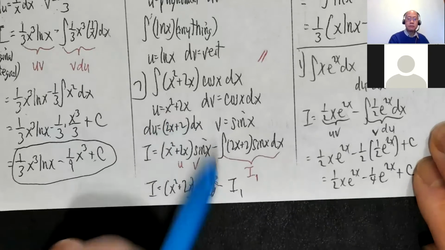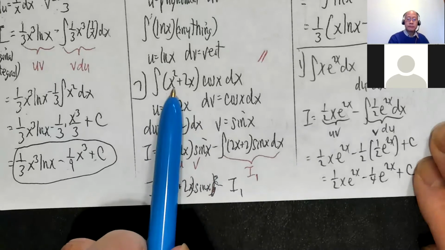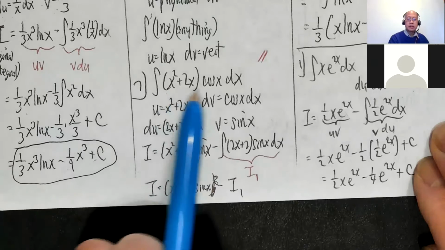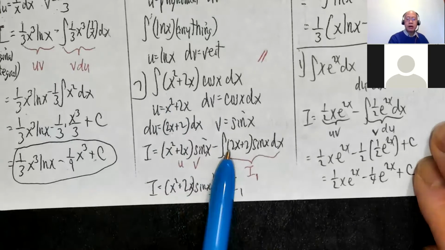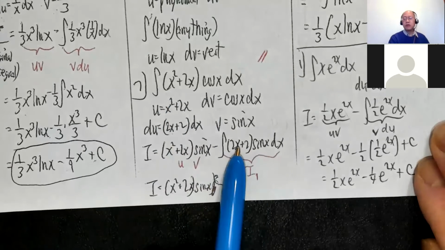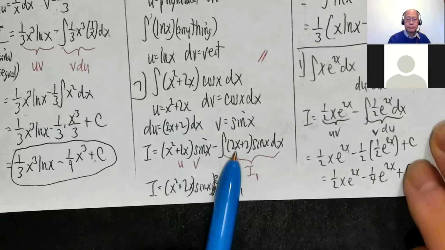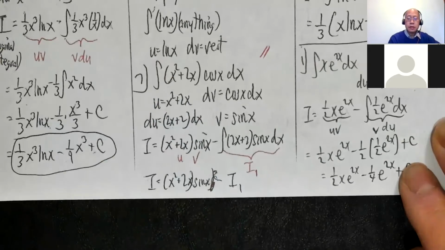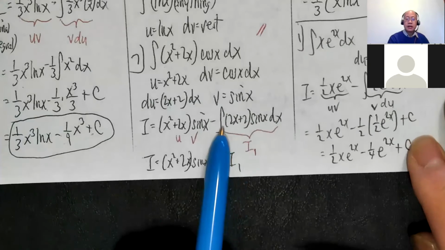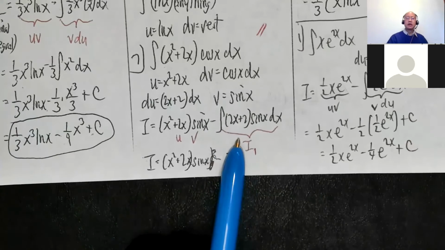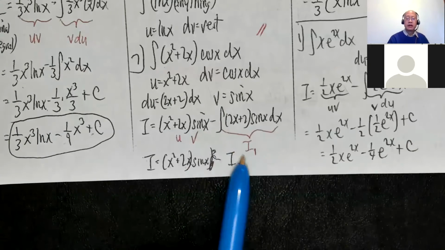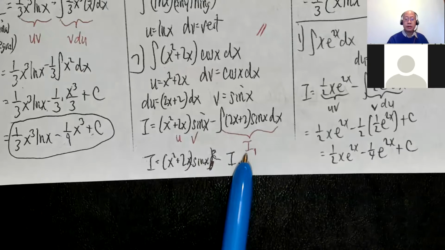Let's see, did it get better? I started off with x squared plus 2x times a trig function. I now have 2x plus 2 times a trig function. Okay, it did get better. It went from being second degree to first degree. Okay. So now I have to integrate 2x plus 2 sine x dx. So I'm taking a little time out. I have to figure out I1.